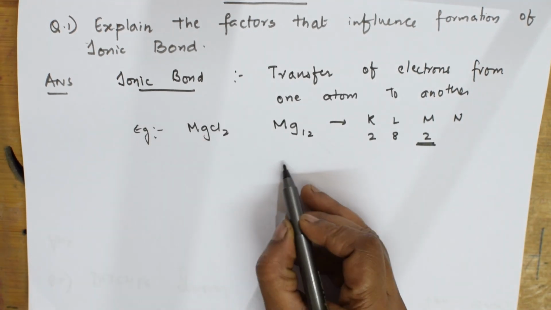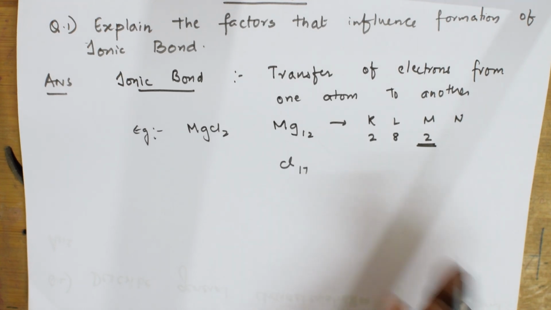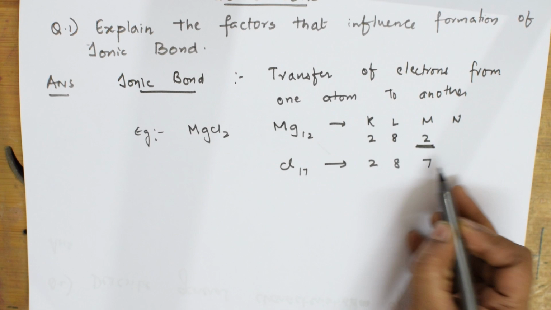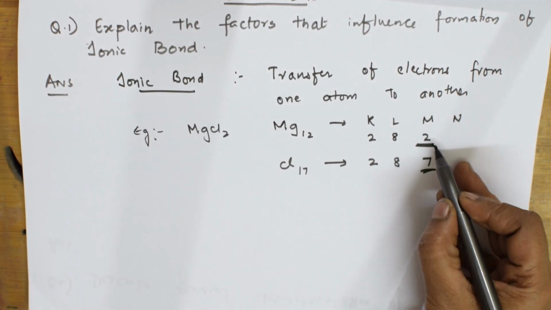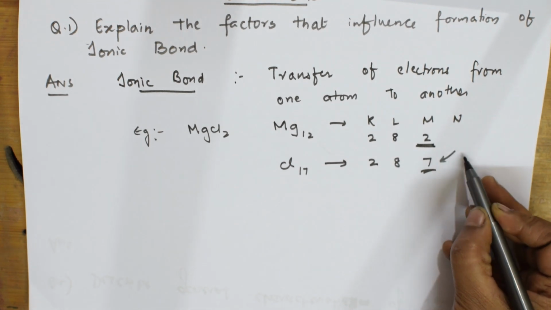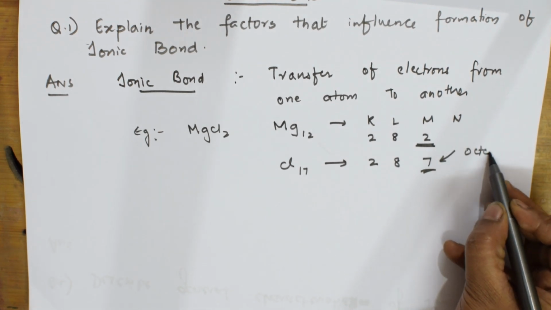Let me take the next example. Chlorine, atomic number is 17, so again let me divide it: 2, 8, 7. So how much should it get? Chlorine has to get 1 valence electron so that it attains a stable octet configuration, isn't it?